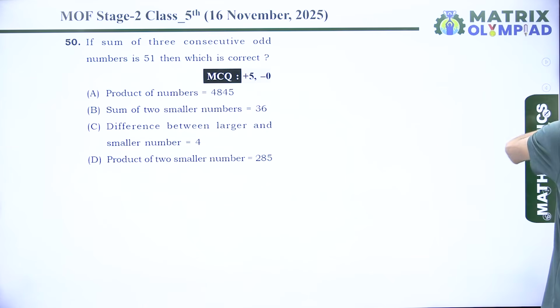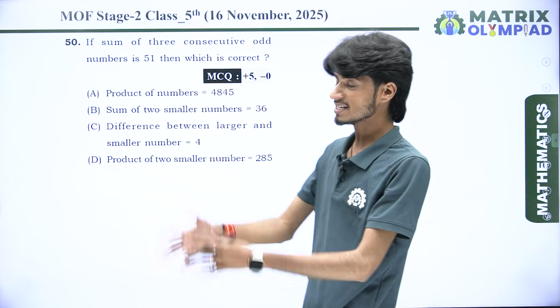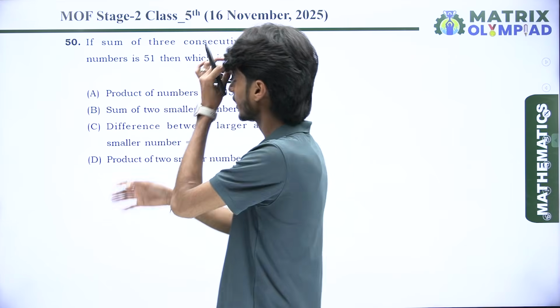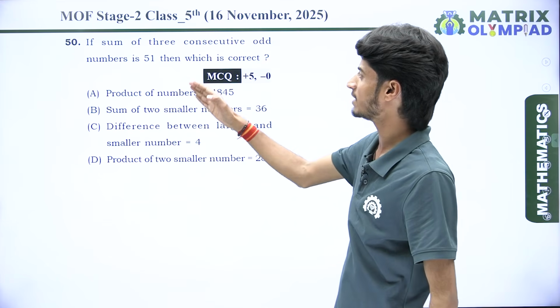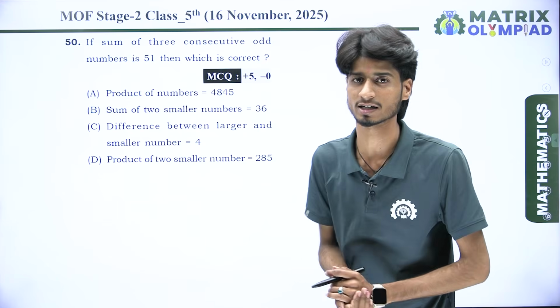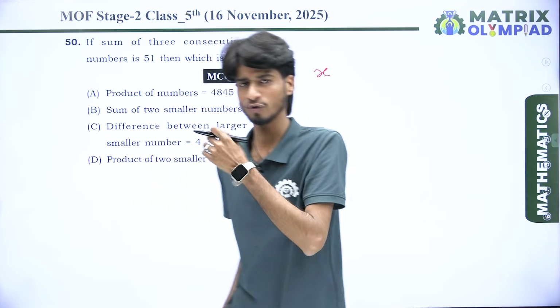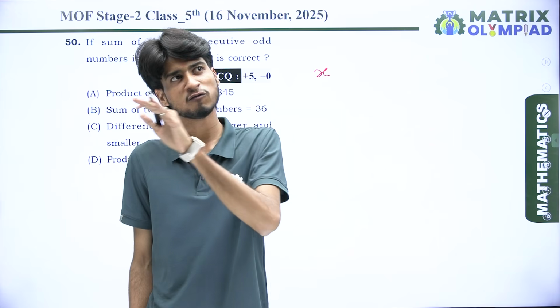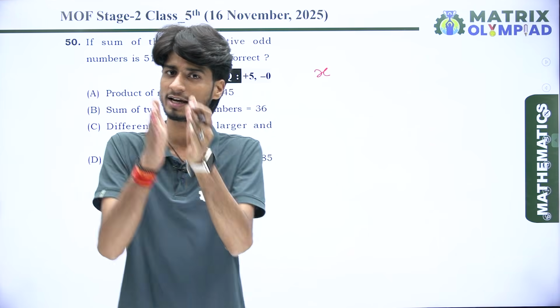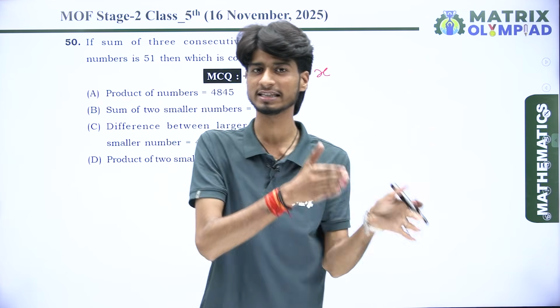Let's come to the next question. This is the last question of your paper. What does it say? If the sum of 3 consecutive odd numbers is 51, then which is correct? Look, take the first odd number as x. You know very well, in natural numbers we have 1 odd, 1 even, 1 odd, 1 even, like that. Yes or no?